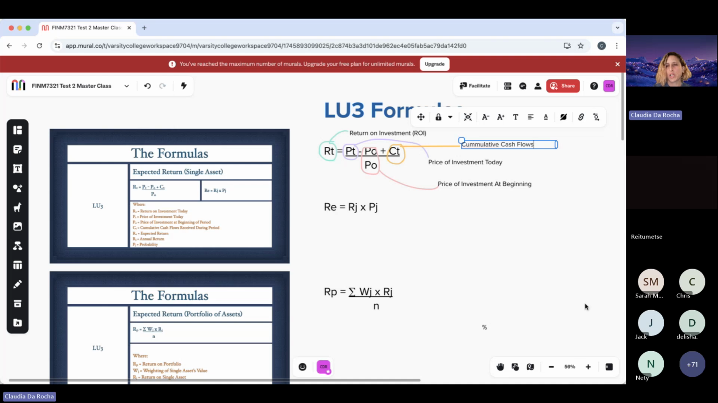I just want to double check. Give me a second to check who's not on mute, so I can just update that. Okay, looks like everyone's off mute. Okay, good.